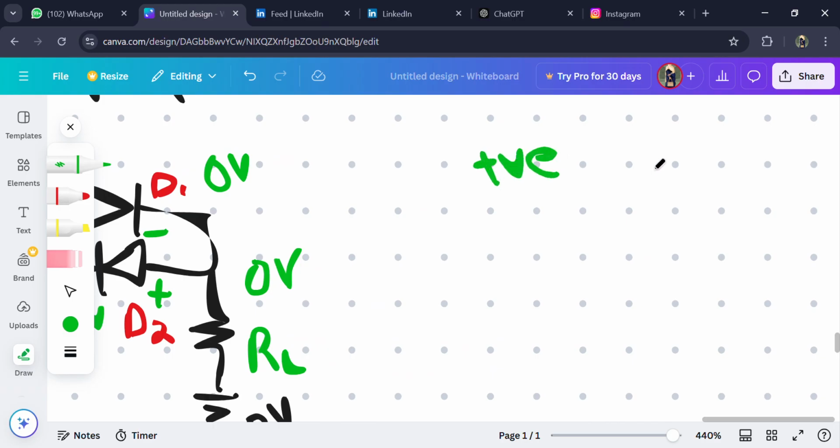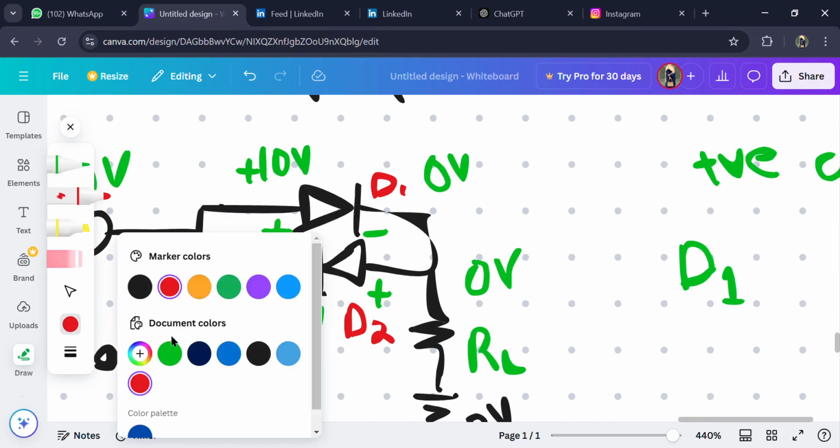Positive cycle. It is also known as half cycle rectification if the examiner changes the terminology, so you must know about these things. Let's first consider what will happen in D1 if we provide the positive cycle of the AC.